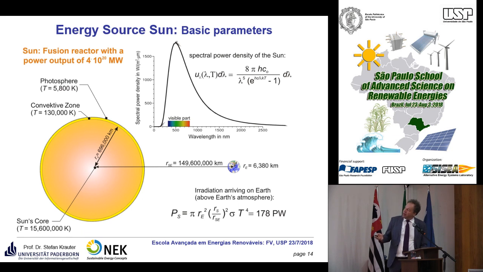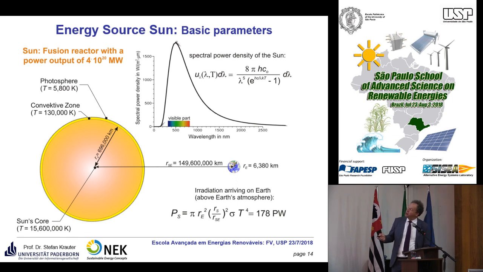The actual fusion takes place in the middle of the sun. It takes place at a very high temperature, about 15 million degrees Celsius, so 15 million Kelvin. What we see actually is just the relatively cold surface of the sun, which is at 5,800 Kelvin. This creates that spectrum. Mr. Planck invented this formula about 100 years ago.